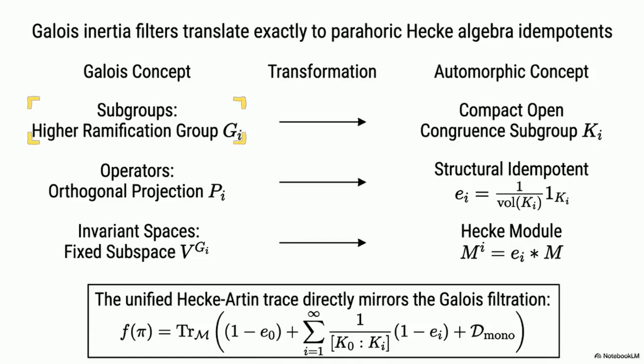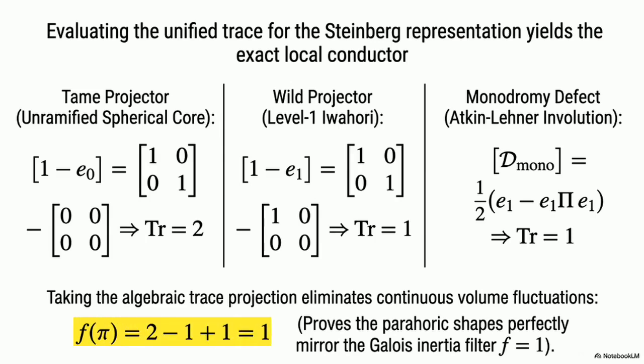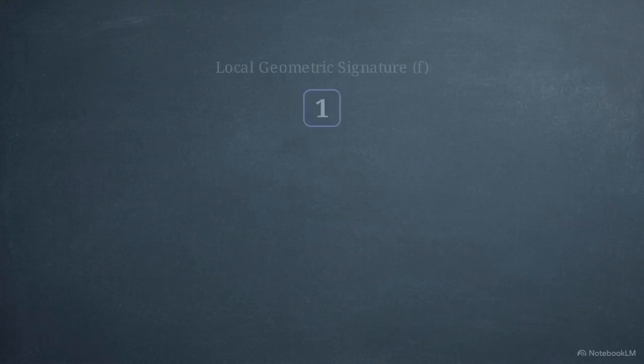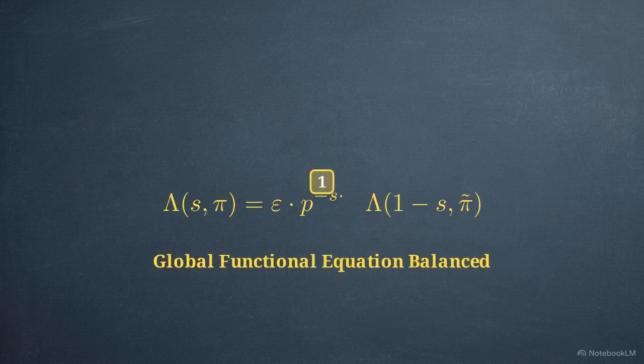We take abstract Galois inertia subgroups on the left and translate them directly into automorphic parahoric structural idempotents on the right. Applied to the Steinberg representation, the unified trace formula breaks into three matrices: tame projector, wild projector, and monogeny defect. Calculating their traces step by step, the empty spherical core yields 2, minus the wild projector's 1, plus 1, giving an exact local conductor of 1. This trace evaluation extracts the exact local geometric signature required for the global equation to function.